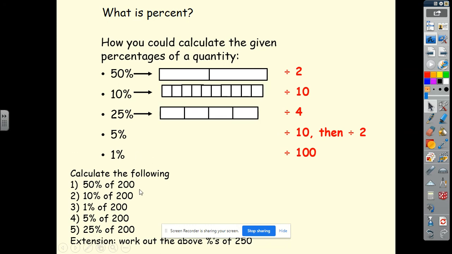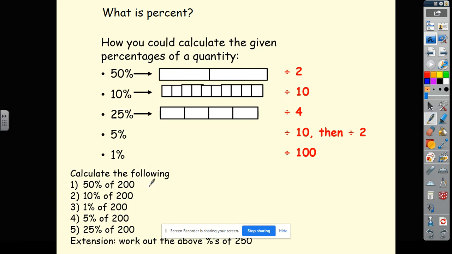So what would 50% of 200 be? Well, we know that 50% was half. So 50% of 200, that's half of 200. So it should have been 100. What is 10% of 200? Well, looking back up here, we're looking at 10%. We know that's dividing it by 10. So 200 divided by 10 would have given me 20.